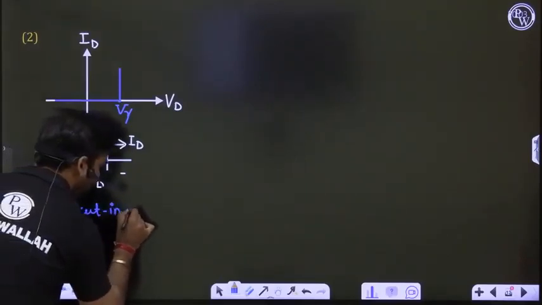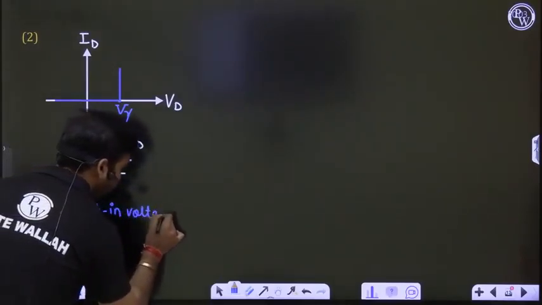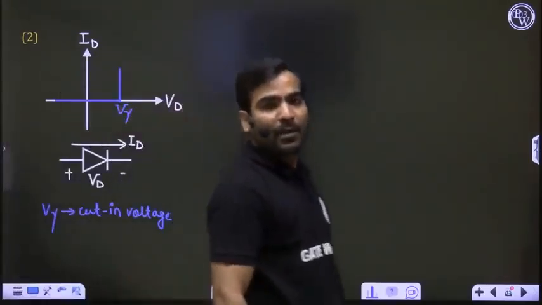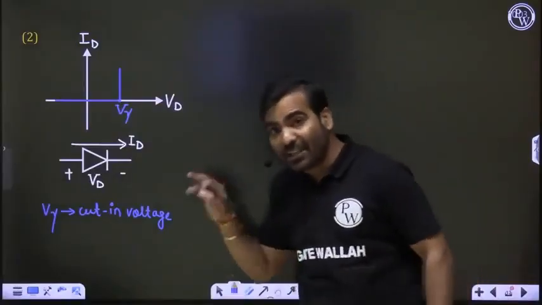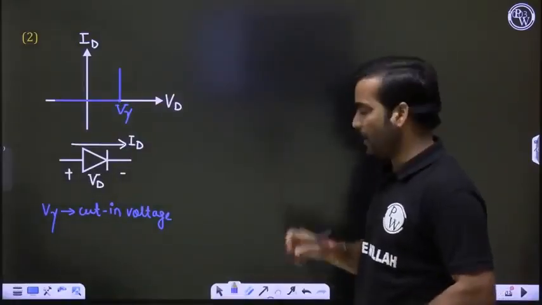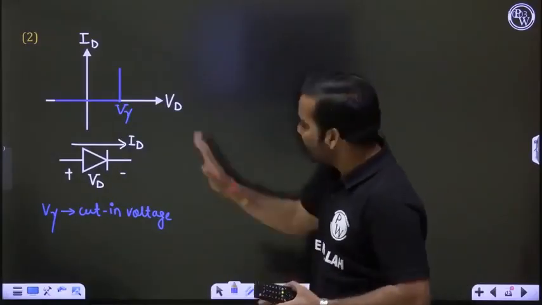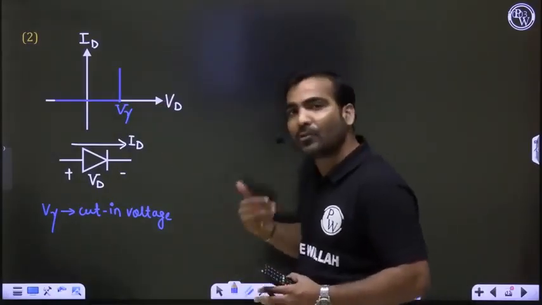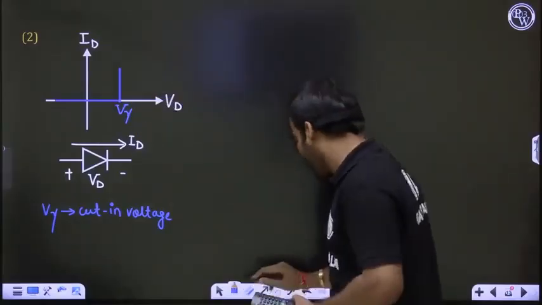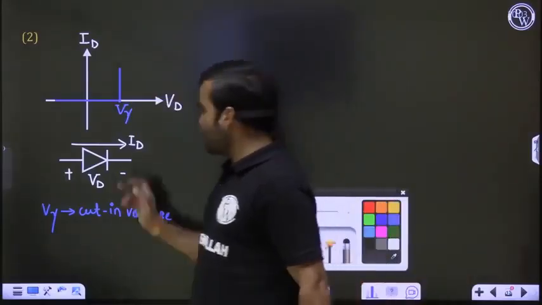Cut-in voltage. So what is the meaning of cut-in voltage? That you will understand right now. This cut-in voltage was zero earlier, in the previous case it was zero only. Now in this case, again this is the characteristics. Now try to understand it, and try to get some meaning from it. Now see, this is V gamma.